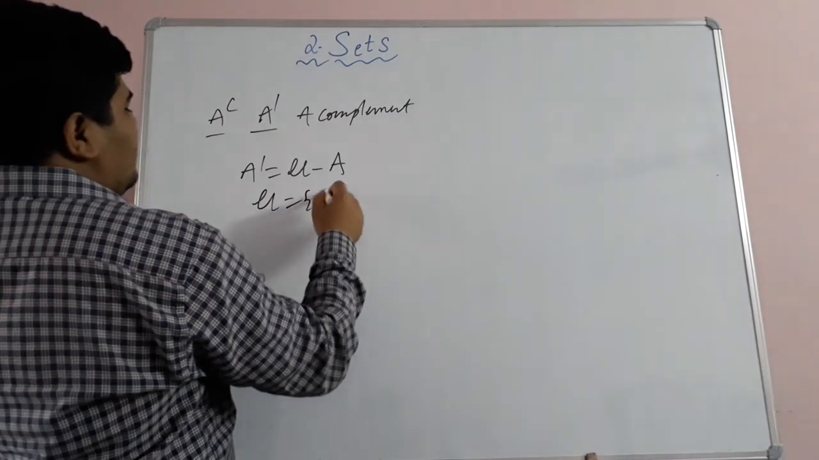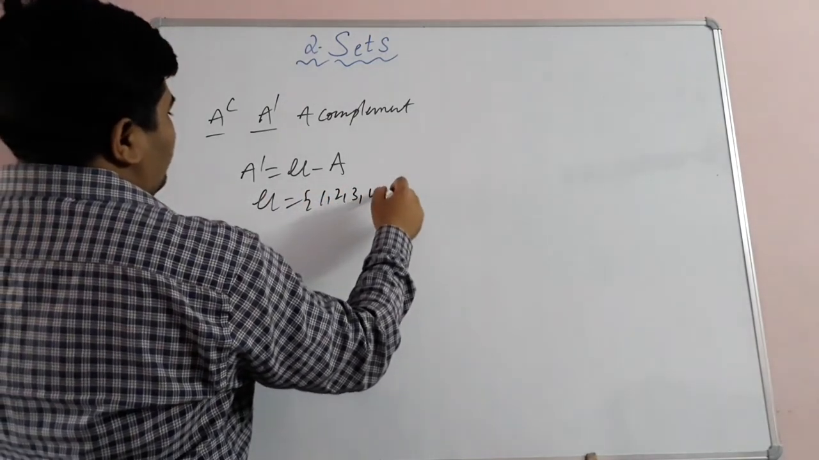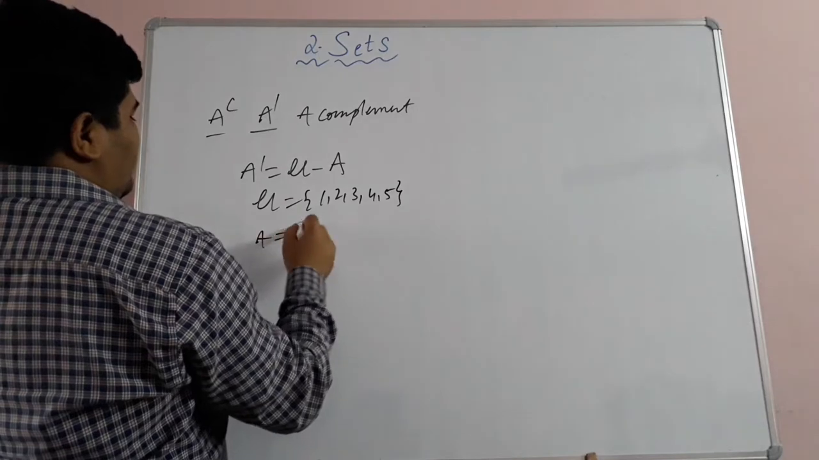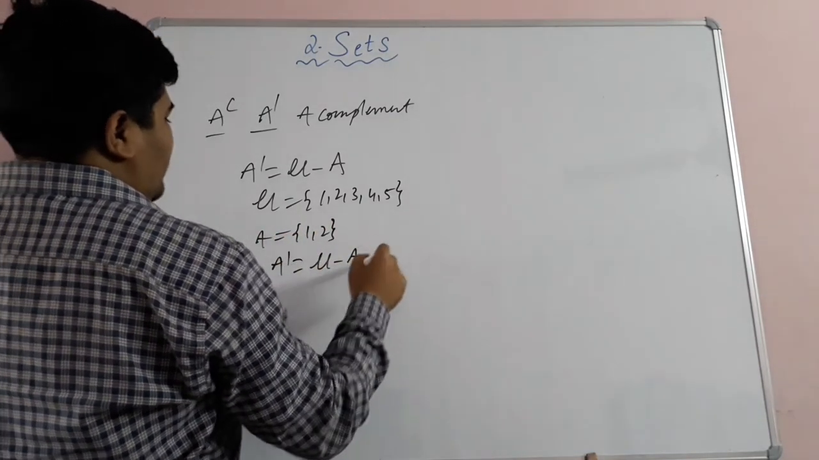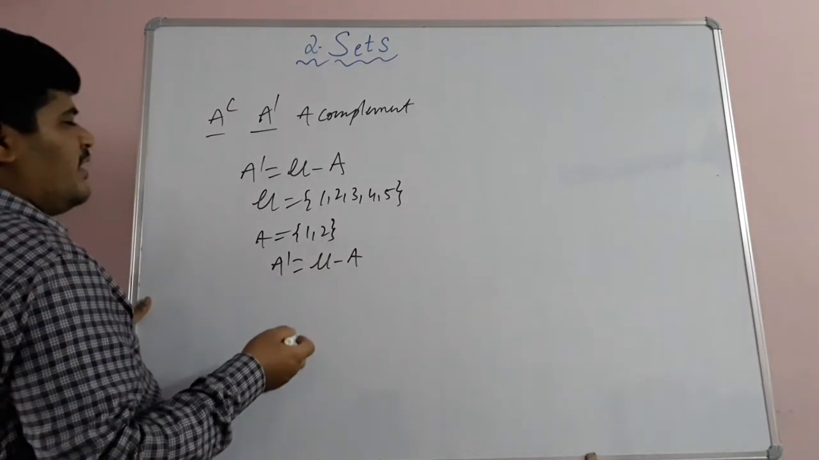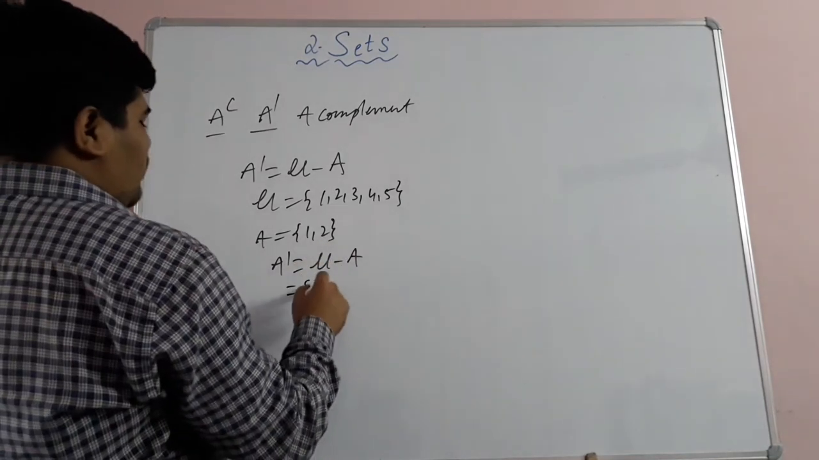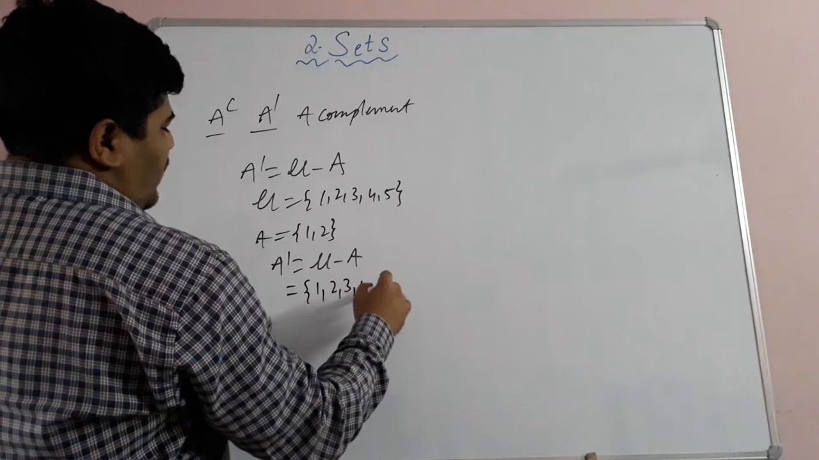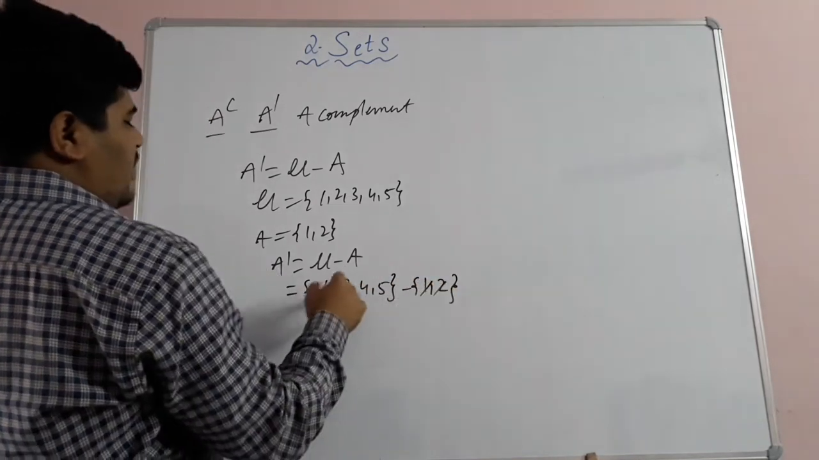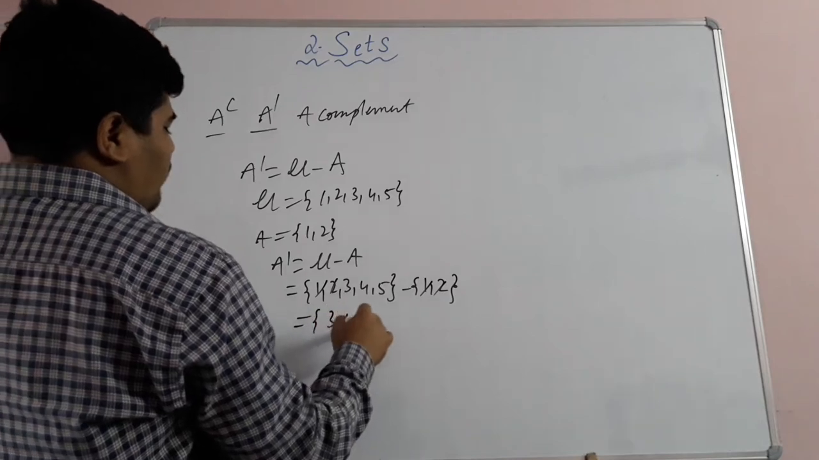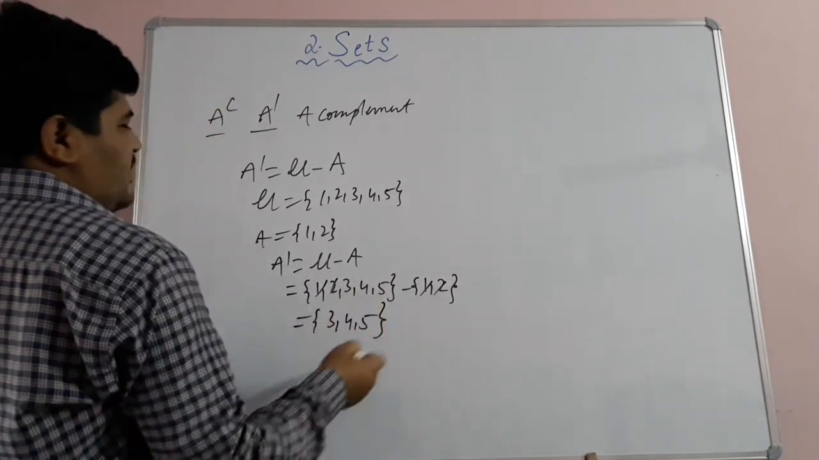Suppose the universal set is 1, 2, 3, 4, 5, children, and A is 1, comma 2. So A complement means mu minus A. The element should be there in mu, not in A. So 1, 2, 3, 4, 5 minus 1, comma 2. 1, comma 2 are also there in the first set, no? Only 3, comma 4, comma 5 comes in A complement.